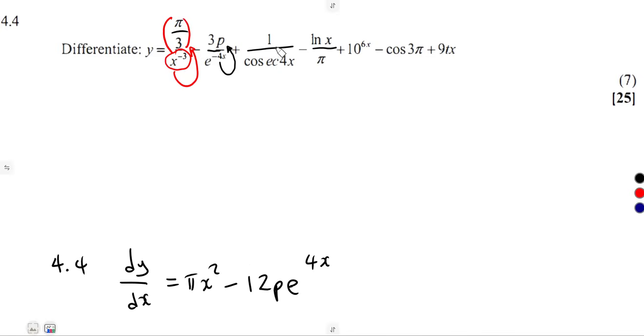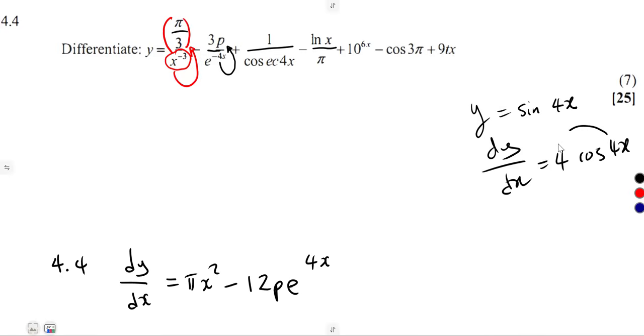Plus 1 over cosec. Remember, 1 over cosec is sine. So y is equal to the sine of 4x. Differentiating y with respect to x, guys, a sine gives us a cos. We have it on our formula sheet, but the 4 has to be used there. We multiply by that 4. So that's 4 cos of 4x.